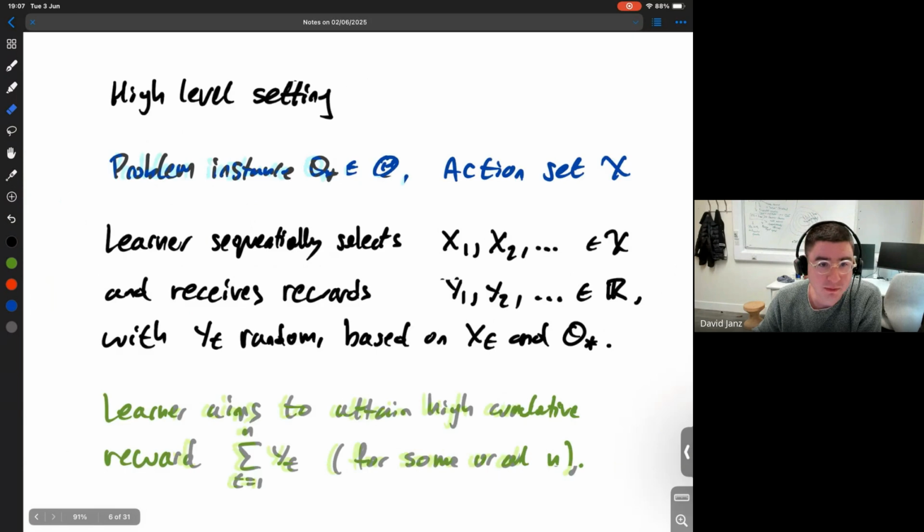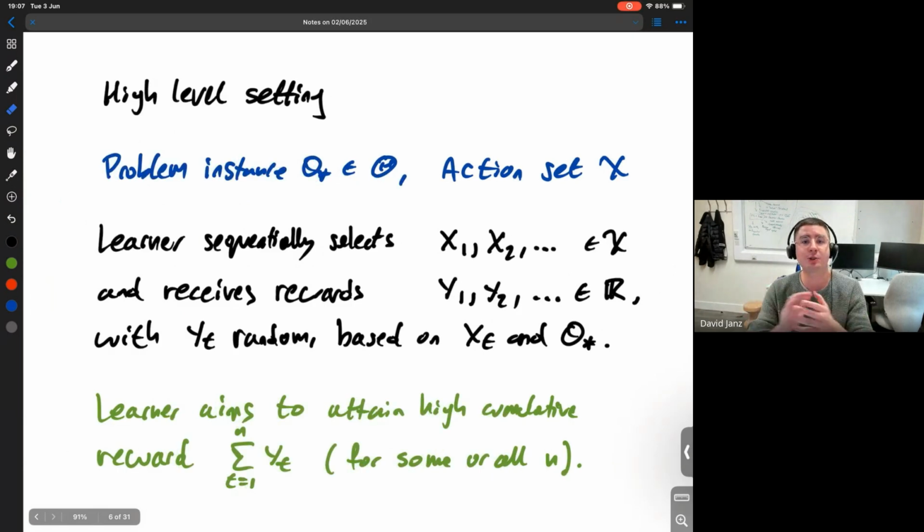So the motivation. At a high level, let's just consider a simple setting, or really a generic setting. We've got some problem instance theta star in some set theta, and we have some action set. A learner sequentially selects actions in the action set, receiving after each one a real valued reward. It is random and depends on the action x_t and depends in some way on theta star. Theta star might, for example, parameterize a set of reward distributions. And the aim here is that the learner wants to attain a high cumulative reward, so a high sum of these y_t's.